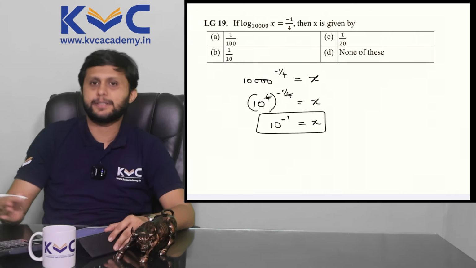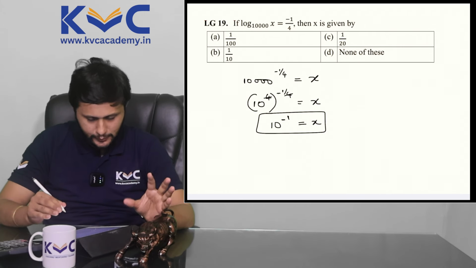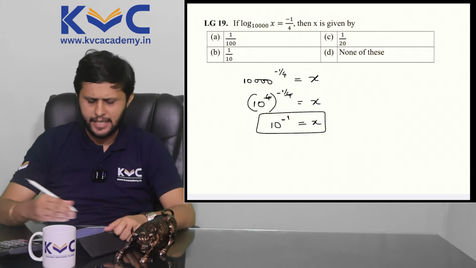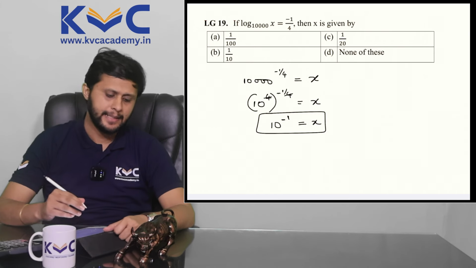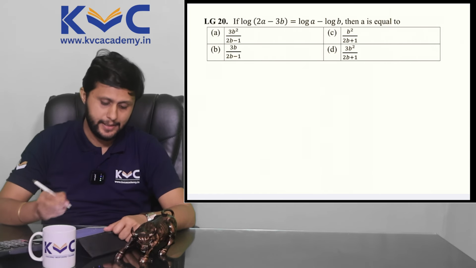So this was a question of directly converting logarithm form to exponential form. After that, it is simplification like how we did it in indices. Moving on to the next question, question number 20.